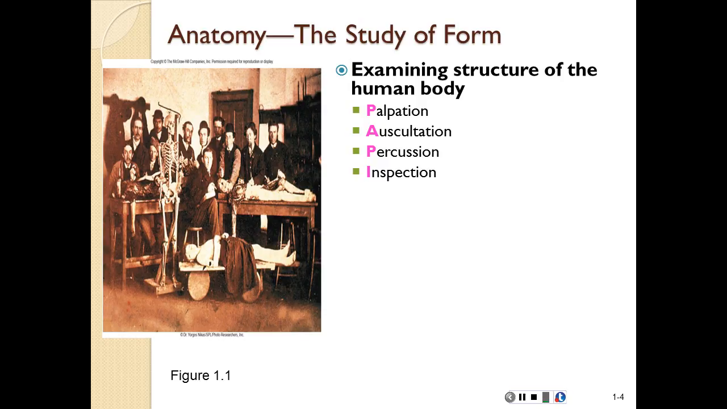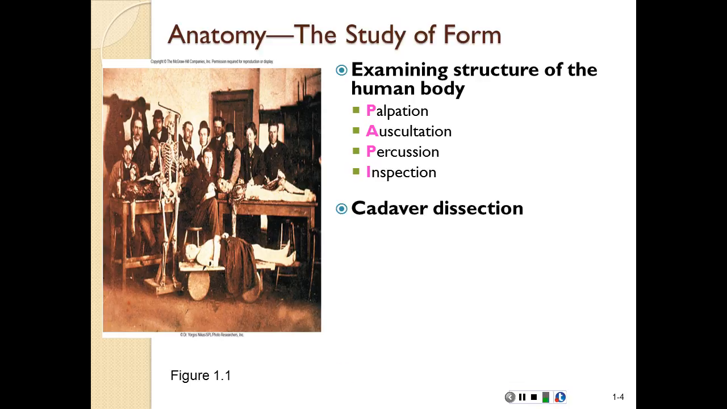Then we have percussion. Percussion is basically tapping the body parts with your fingers, your hands, or any type of small instruments, also done through a physical examination. Then we have inspection. Inspection is basically giving a visual observation of the body parts during a physical exam. Of course, with inspection, you will have certain things that you can observe if there's swelling, discoloration, deformity, those things that you will inspect.